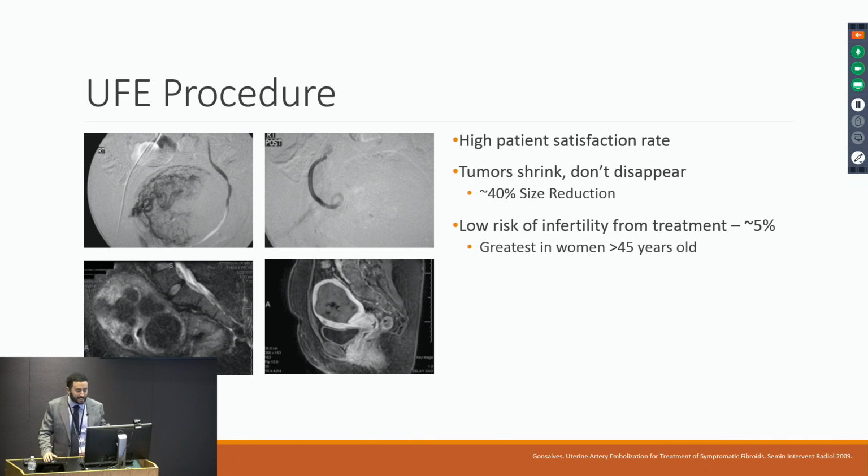And that risk is greatest usually in women greater than 45 years old. So, and again, if they're wanting fertility there, send them for myomectomy, but it is pretty darn low, and it does save them from having a surgical procedure done if they don't want that done.